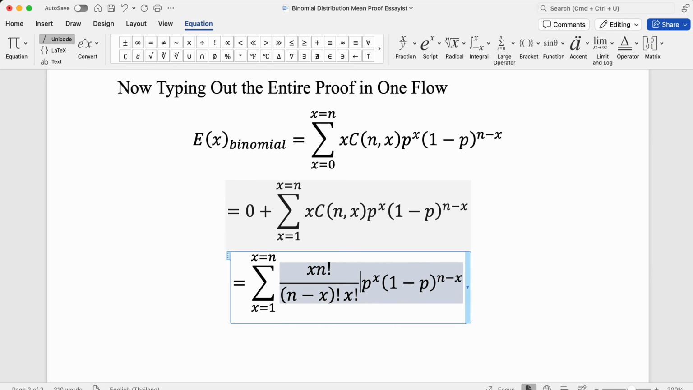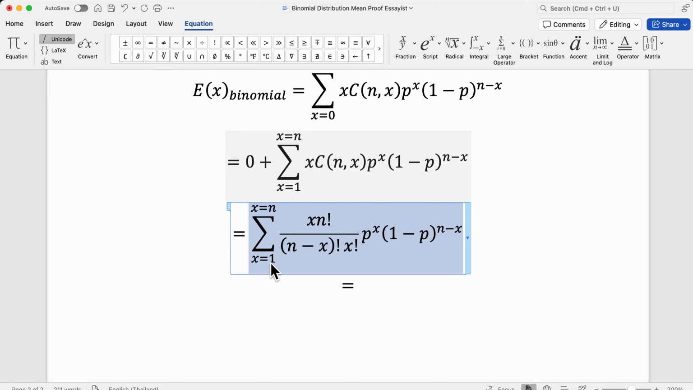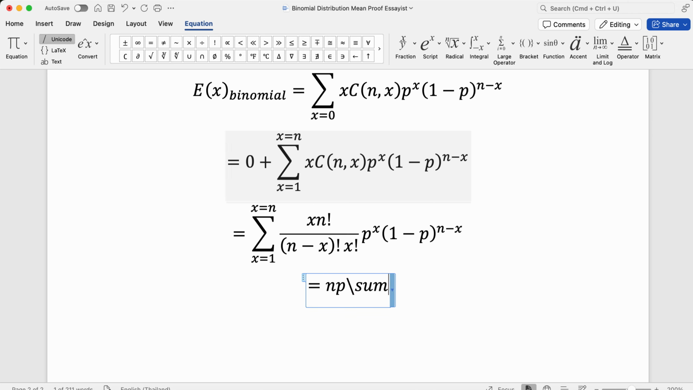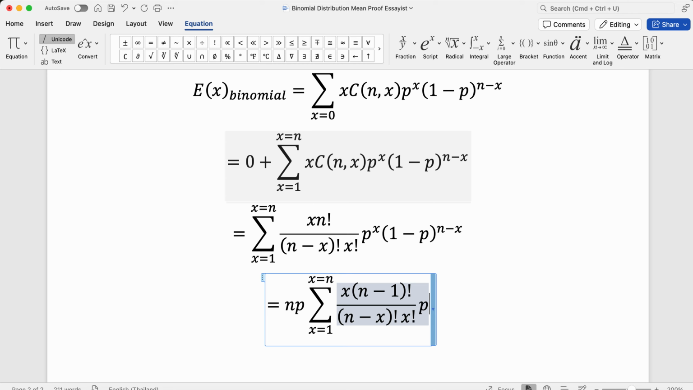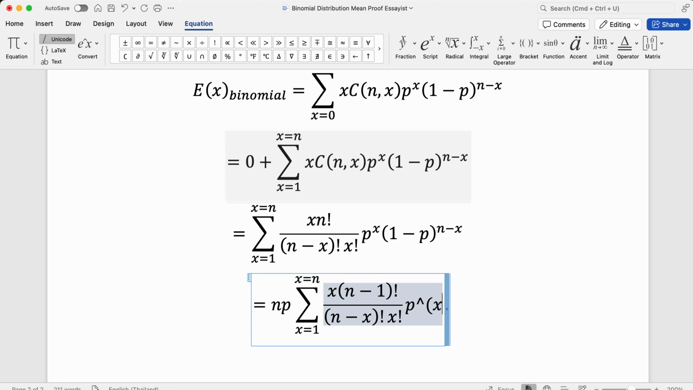And we can bring it outside the summation symbol because n and p are constant with respect to our dummy variable, which is x. So then this becomes np times the summation from x equals 1 to x equals n. That becomes x times the n factorial, which becomes an n minus 1 factorial, over n minus x factorial, x factorial. We get p to the x. We factor a p out from there, so that leaves us with x minus 1 p's instead of x p's here. And that's times 1 minus p to the n minus x.